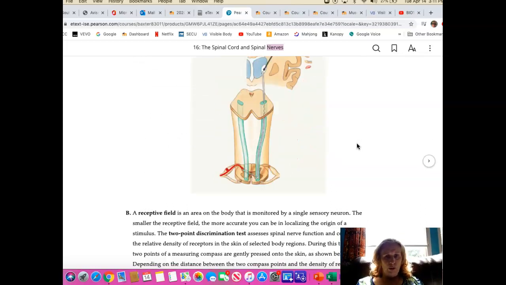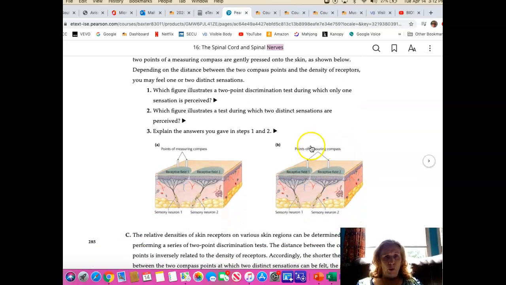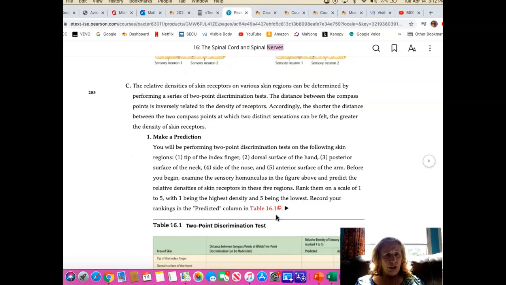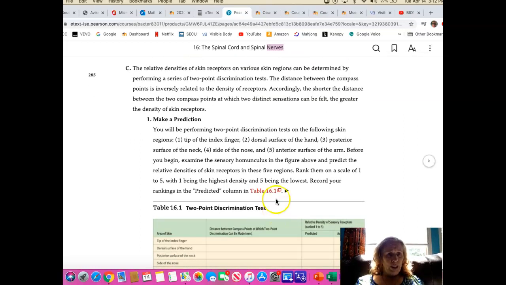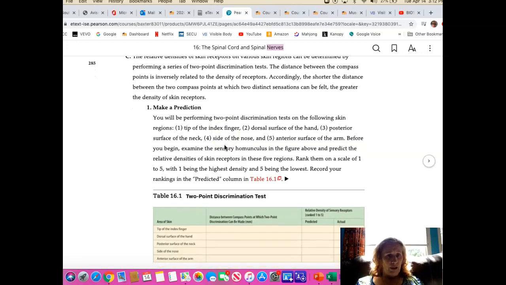the 2-point discrimination test and the whole fact about receptive fields. A receptive field is the area of the skin that is sensitive to a single sensory neuron. If the receptive fields are small, then you'll be very, very sensitive to touch, for example. If the receptive fields are large, you won't be very sensitive. You're going to be performing this test on the following skin regions: tip of the index finger, dorsal surface of the hand, posterior surface of the neck, and so on.